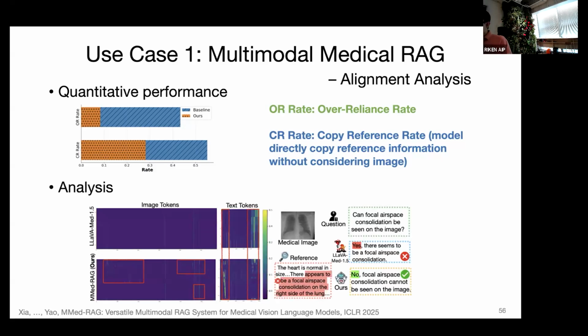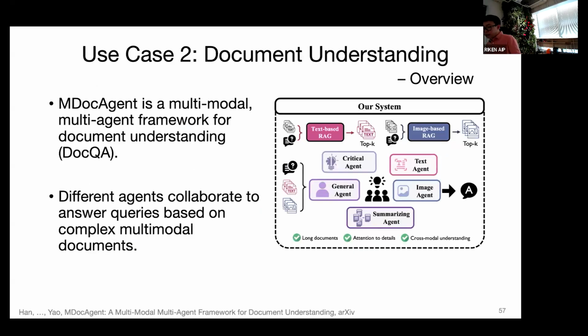Okay, so we also do some analysis to show the relationship between the image tokens and text tokens. So this is the first use case, where we do multimodal RAG. And another use case is that we collaborate with Adobe to do document understanding, which is an important application in their scenarios. So we propose a multi-agent system to do the document understanding.